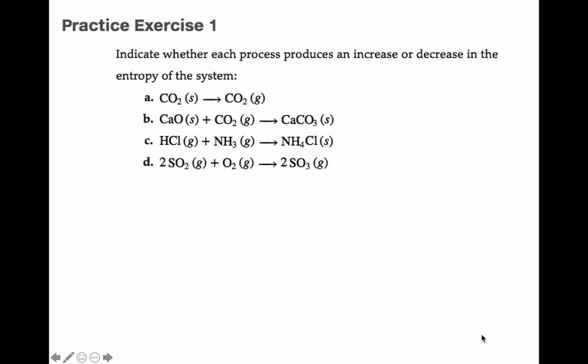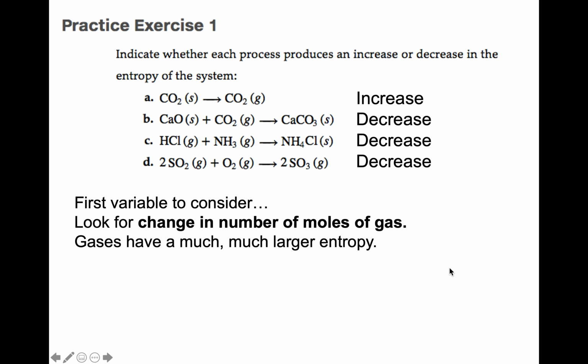So the kinds of questions that we might be asked to answer within this one, here's an example. And this is from the e-text. Do we have an increase or decrease of the entropy? This is how we discuss and we'd answer each of these. The first thing I'm looking for would be, do I have more moles of gas? More moles of gas, really good indicator that those have a higher entropy value. So I'm looking for a change in that. That's the first factor that I'm looking for.